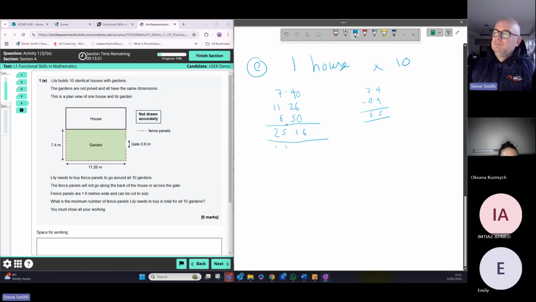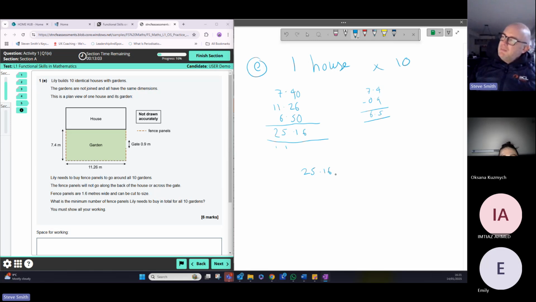So for one house, I've got 25.16 meters. Okay, so let's have a look how many panels we need for each one. Would I times that by 10 now? It's saying here, what is the minimum panels? If we times that by 10, my first theory was going to be, but then I've got a tiny little bit left over, like 1.16. If I'm going to times that by 10, oh, I've just done it again. Times it by 10. No wonder I'm going to run out of time.